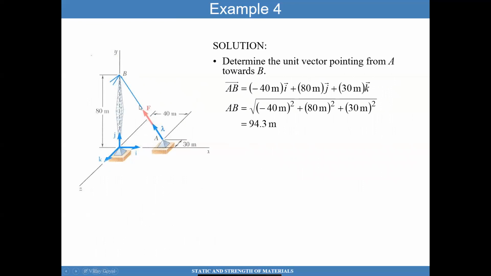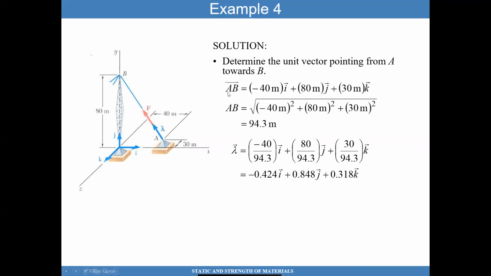So I can now arbitrarily put a coordinate here, and just using simple geometry, if I subtract the coordinates of this point from the coordinates of this point, I'll find the vector that points from this to that one, and you will find it's 40 meters i hat plus 80 meters j hat plus 30 meters k hat. So the magnitude is 94.3. I'll now take the AB vector and divide that by 94.3 to get a unit vector. You have to do that to get a unit vector.